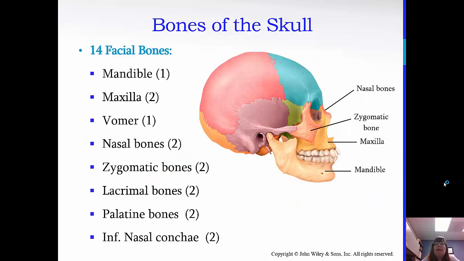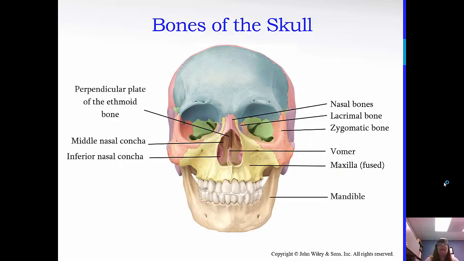Okay, the facial bones. You have a mandible, 2 maxilla, the vomer bone, the nasal bones, 2 zygomatic bones, lacrimal bones, palatine bones, and the inferior nasal conchae. So the nasal bones are underneath this cartilage. The zygomatic bones are your cheekbones. The maxilla are these, and they're fused together. Mandible is your jawbone. The vomer, inside your nose there. What did I miss? Lacrimal are up in here. Palatine and inferior nasal conchae are on the inside.